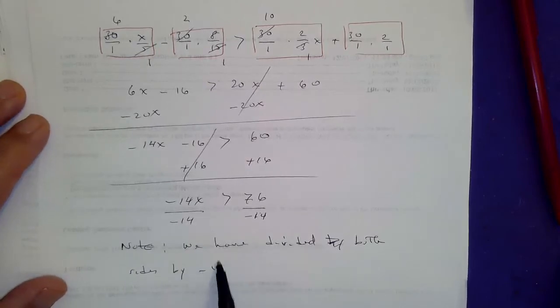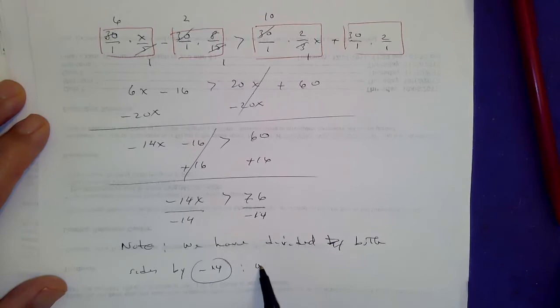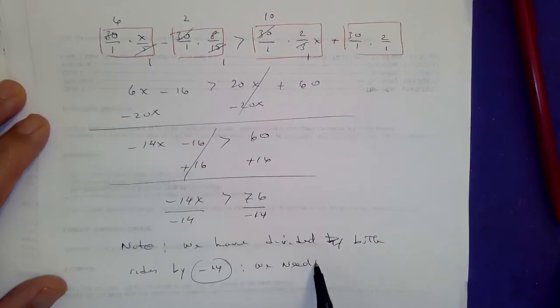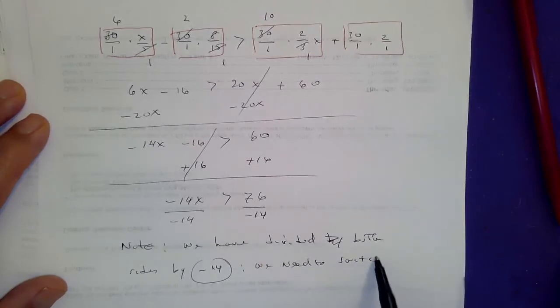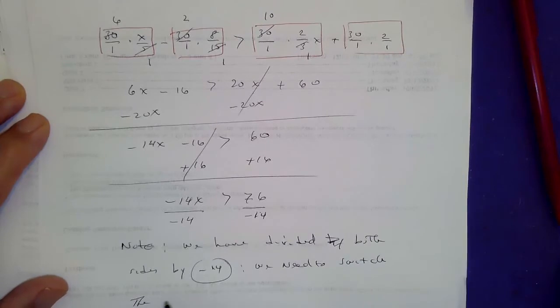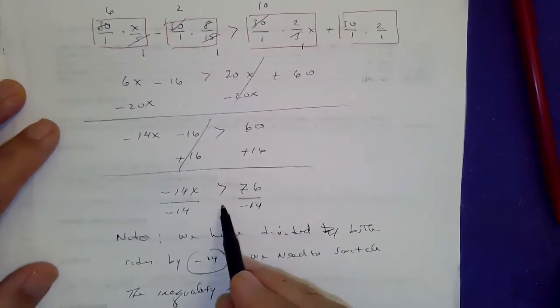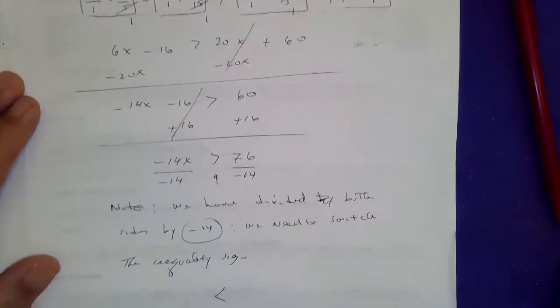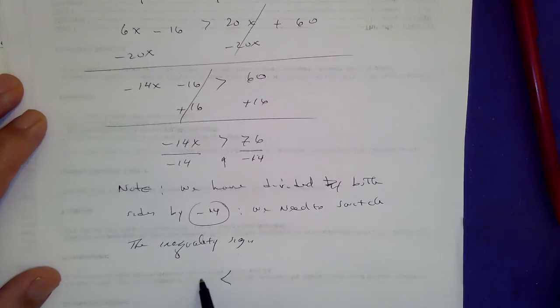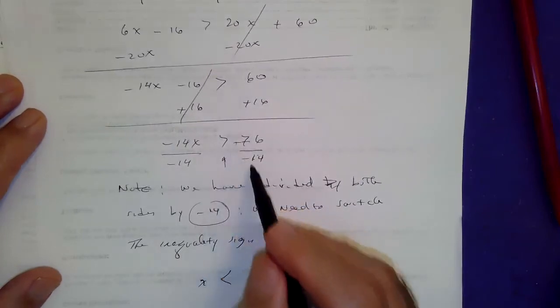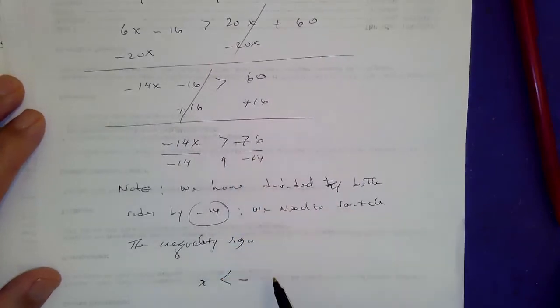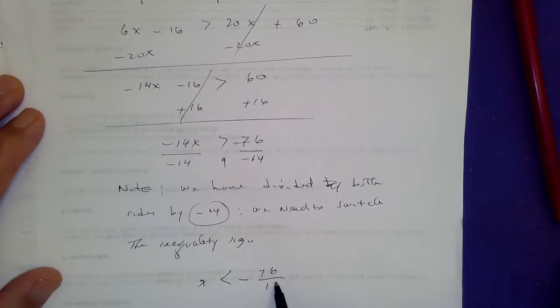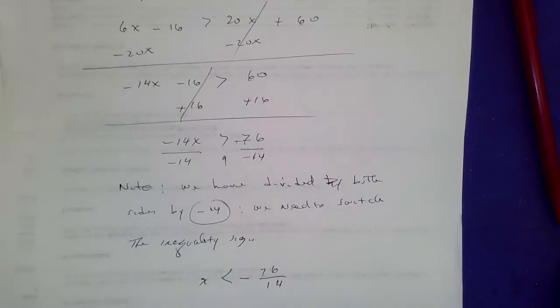So it's a negative number. So we need to switch the inequality sign. The inequality sign. Because it used to be greater, now it's going to be less than, right? So x is positive over negative is negative. And you have 76 over 14.